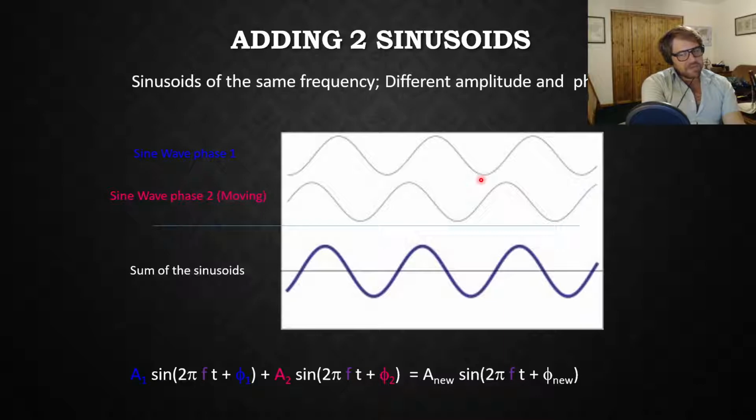This is basically another way to look at the same thing. We've got this sine wave at, what would this be? 270 degrees out of phase. And we've got this sine wave that is completely in phase, starts at 0. And you take the sum of the sinusoids, and this is what you end up with: something that's just a little bit out of phase, kind of between the two.